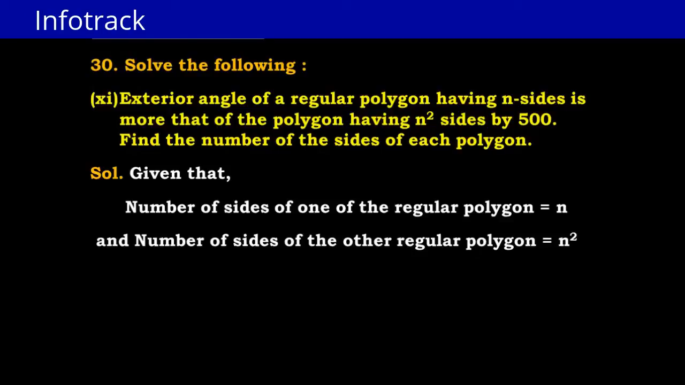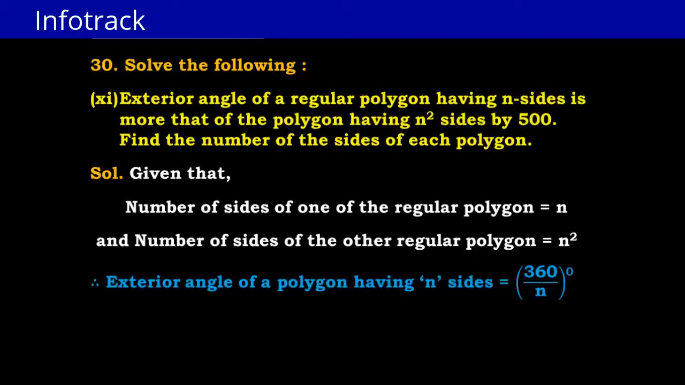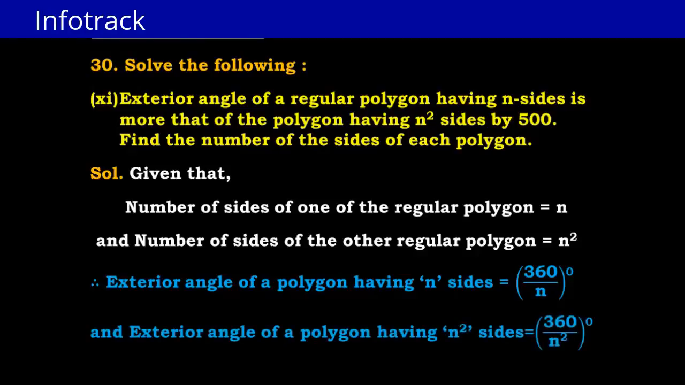The number of sides of the other regular polygon is equal to n square. Now see students, we can write the exterior angle of the polygon having n sides is equal to 360 upon n degrees, and the exterior angle of the polygon having n square sides is equal to 360 upon n square. Now the difference between them is given as 50. So as per the given condition we can write the equation 360 upon n minus 360 upon n square is equal to 50.